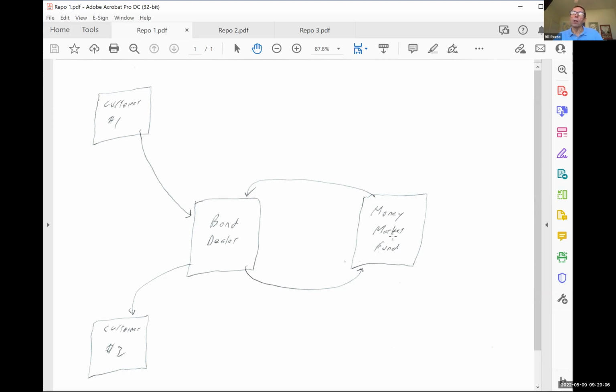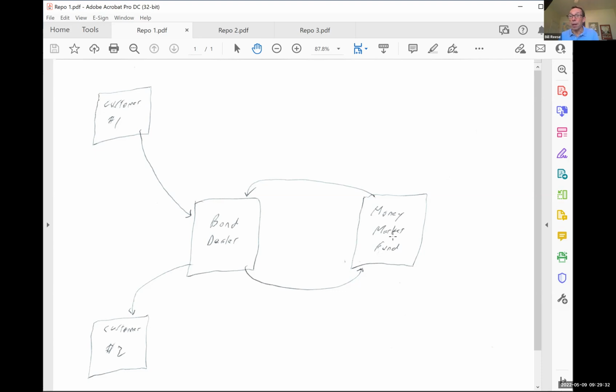Okay, most of you should be familiar with money market funds. Money market funds will invest in very short-term, very liquid, very safe instruments. And repurchase agreements are one of the primary instruments that money market funds will invest in. Now, the money market fund in this case is going to be the repo dealer, because that's who the bond dealer is dealing with.